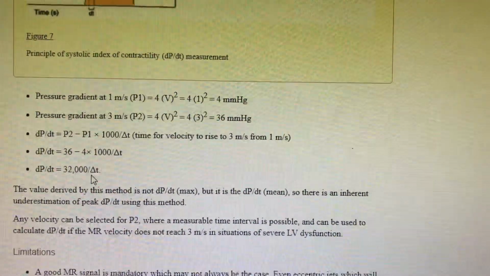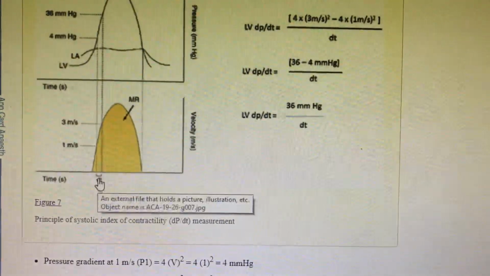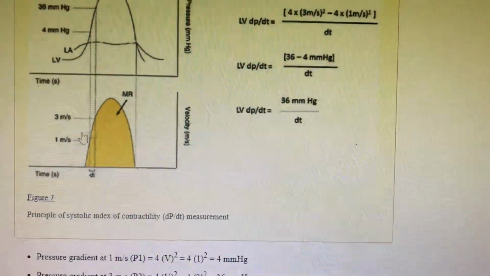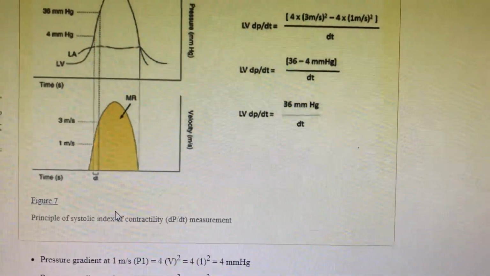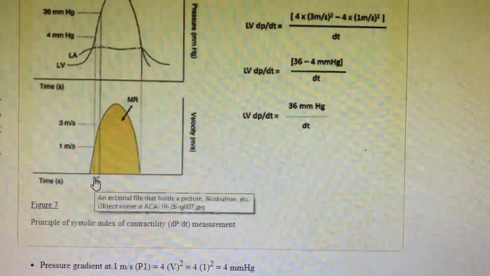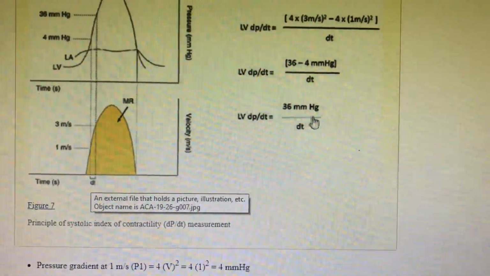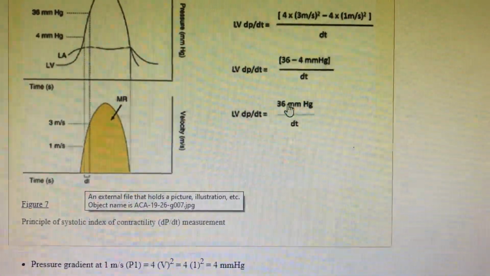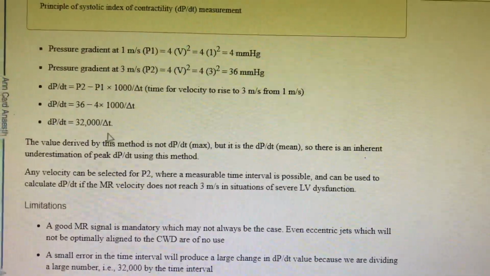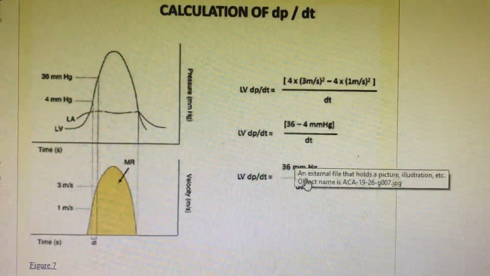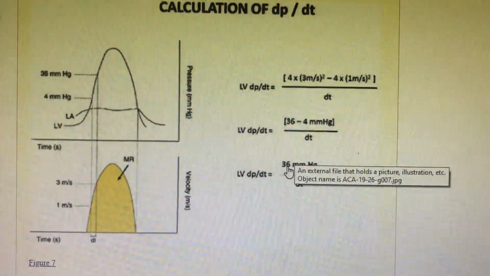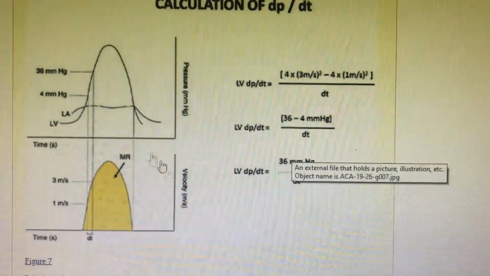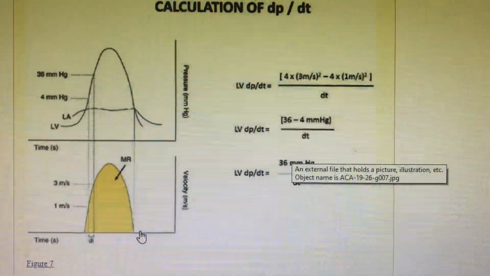So when you are measuring the time interval, it is the time between 1 meter per second and 3 meter per second. If the LV is pumping very fast and vigorously, if LV function is very good, then the time taken will be very less. So the division will be by a lesser number, like 1 second, 2 seconds, and it becomes most probably 18,000. With 3 seconds it becomes lesser, like 12, and with 4 seconds it becomes 9. So as the time taken for the regurgitation increases, it means the patient has LV systolic dysfunction.